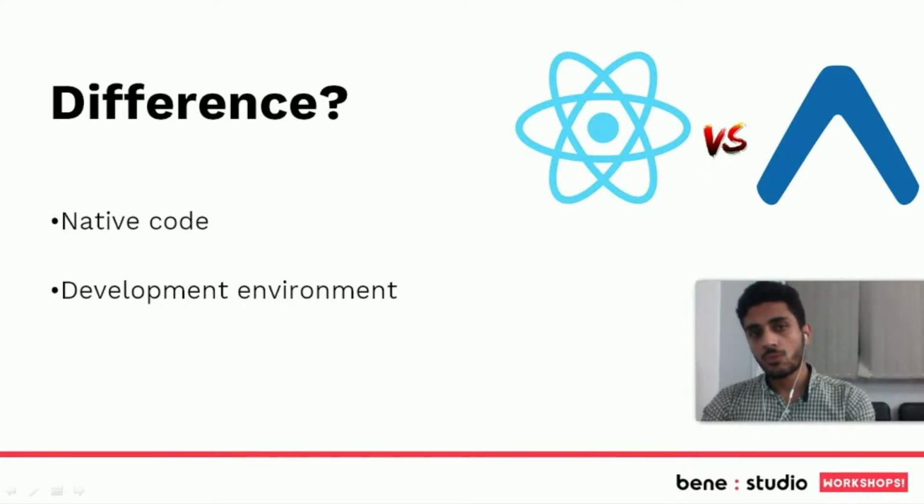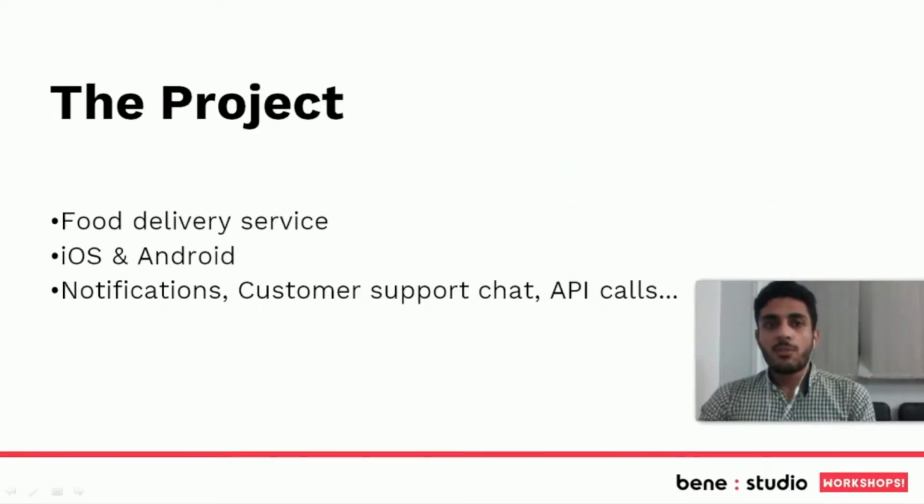So I'm going to share now my own experience building a React Native project using React Native and Expo. I'm going to give a bit of a talk about the project itself and the issues that I encountered as I used Expo to build that project. Now, for starters, the project itself was a regular commercial application. It was a food delivery service aimed for both platforms, iOS and Android.